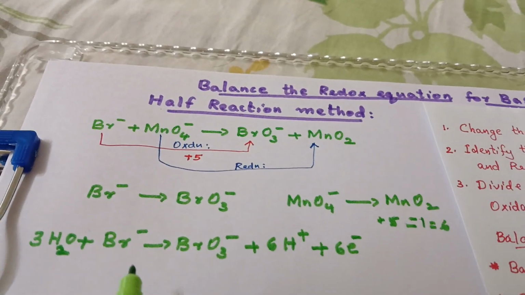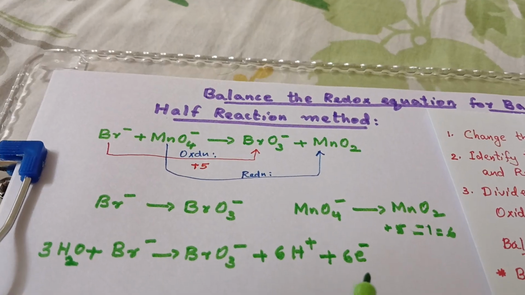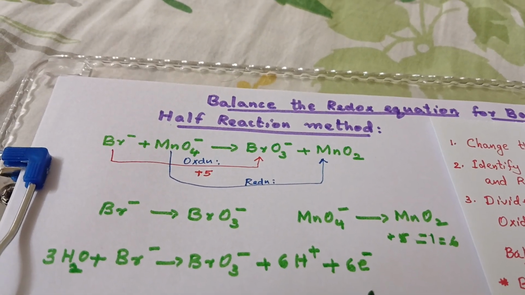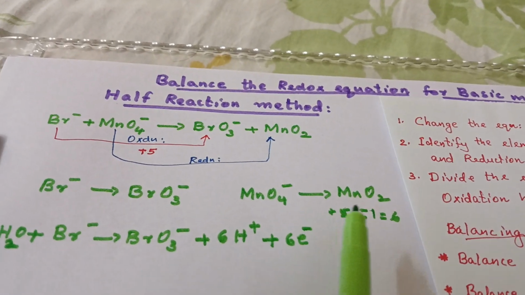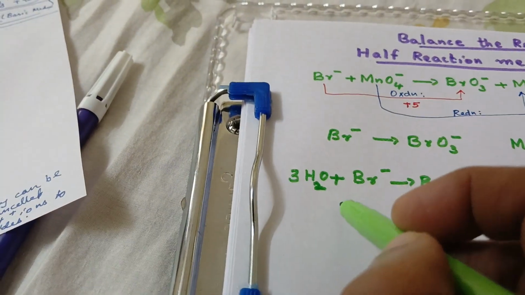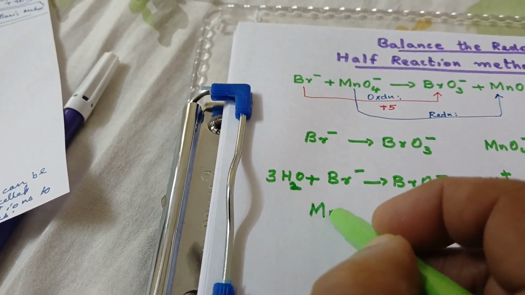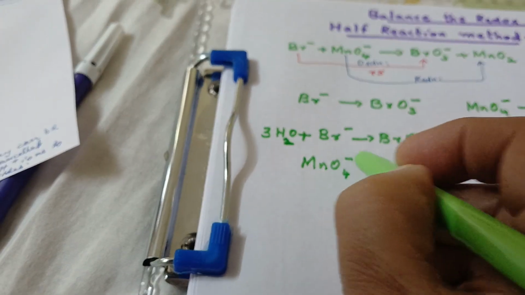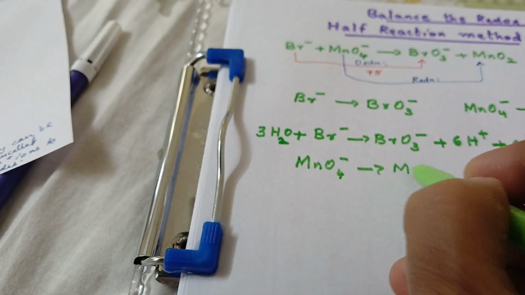Now this way we balanced one half reaction. Now we have to deal with the other half reaction in the same way. Let us write it down here: MnO4 minus giving MnO2.